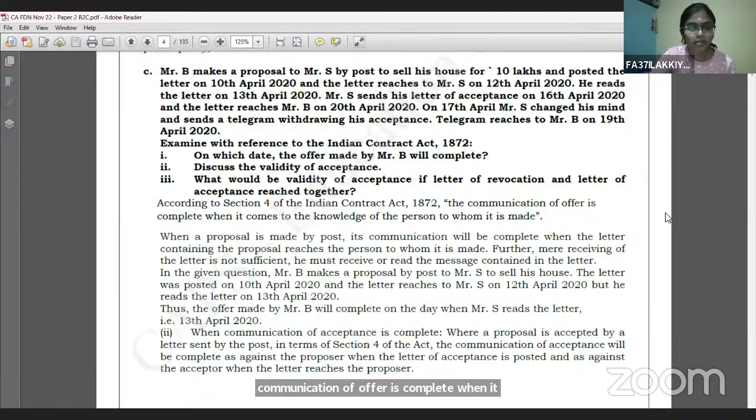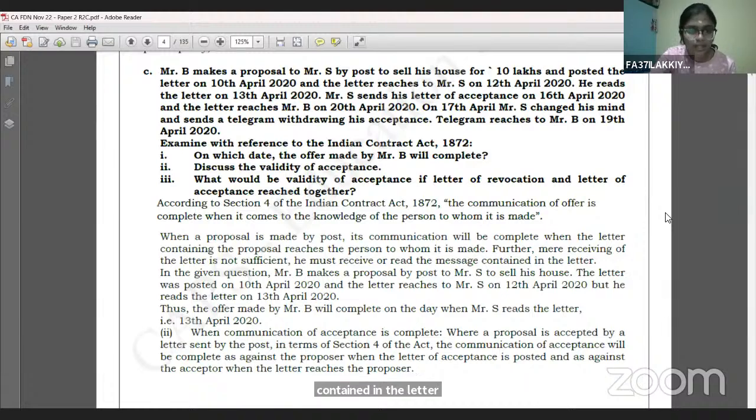According to Section 4 of the Indian Contract Act 1872, the communication of offer is complete when it comes to the knowledge of the person to whom it is made. When a proposal is made by post, its communication will be complete when the letter containing the proposal reaches the person to whom it is made. Further, mere receiving of the letter is not sufficient. He must receive or read the message contained in the letter.